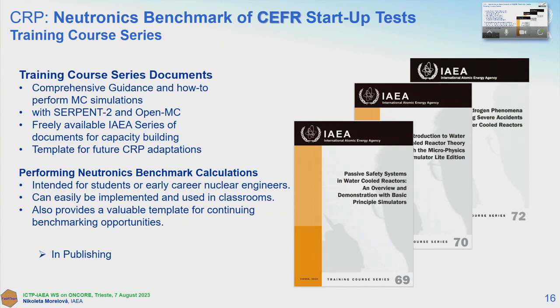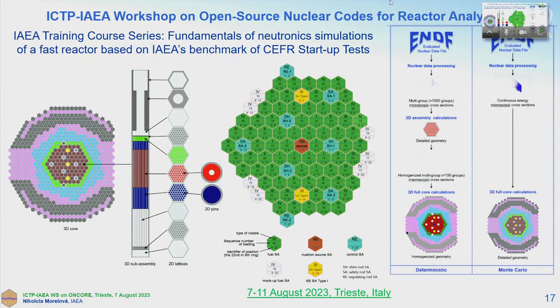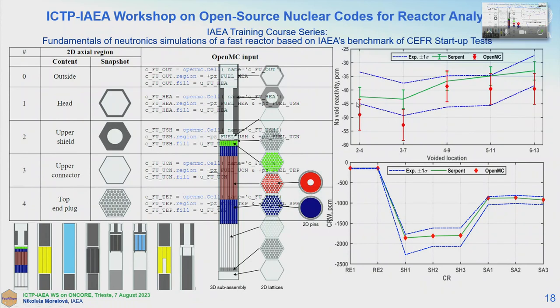You don't have to have a very high knowledge of computational tools and simulations, but it's really very much in detail. I will just give you a sneak peek here. As you can see, you have the CFR core, and then how to discretize it down to the pins, how to model that, how to prepare your data, how to do it for deterministic versus Monte Carlo tools, and how to make the OpenMC input in the same way, how to do the Serpent input, and then you will have here the real experimental data from the CFR reactor, and with the two tools, what results you get and the comparison.